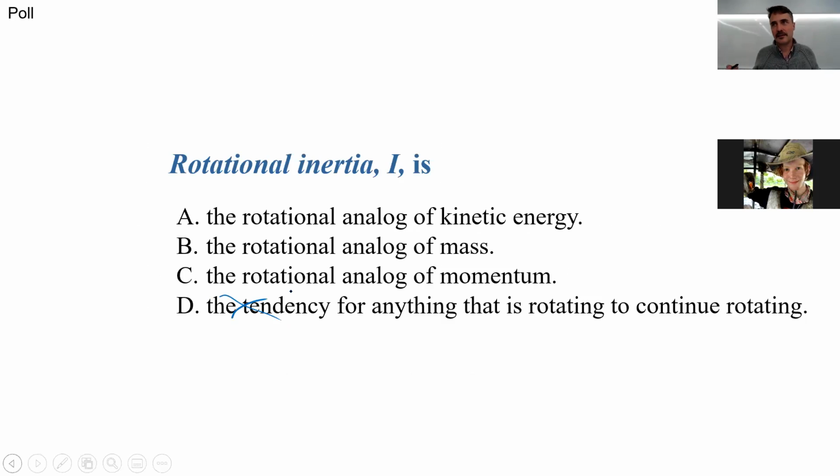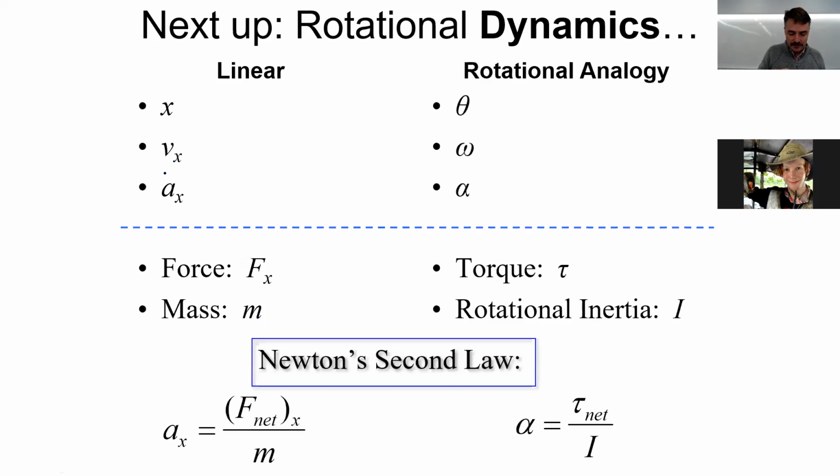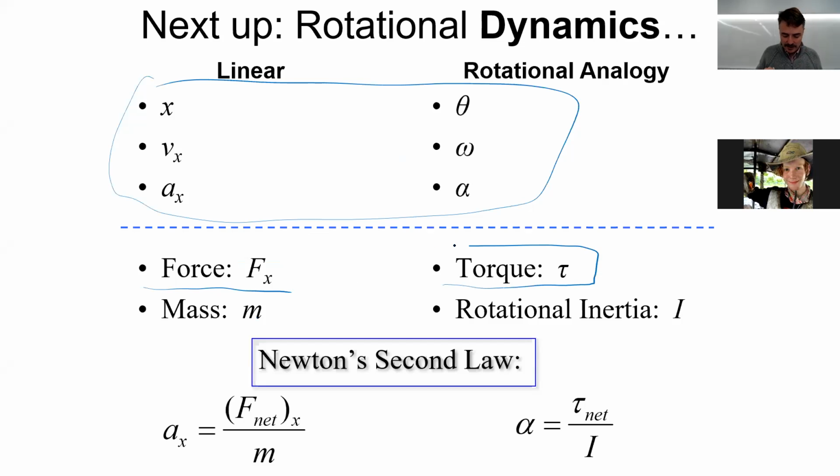I mean, it is true that things that are rotating, it's the rotational analog of mass. If you answered B, you're among the 15% who are 42 of you. That's exactly what I was getting at here. And so the idea is that we had all these kinematics analogies. There's now going to be dynamics analogies. That's what we're going to be doing on Friday.